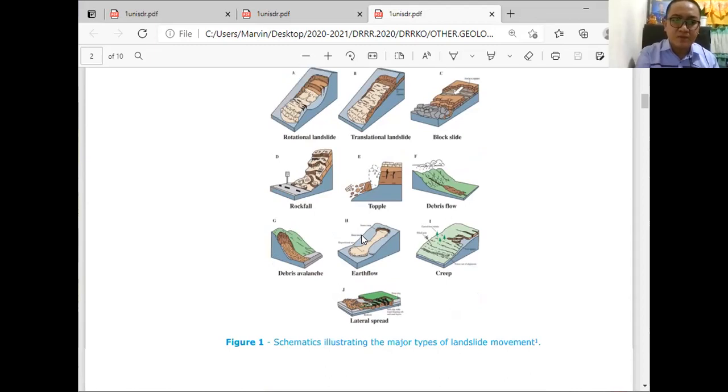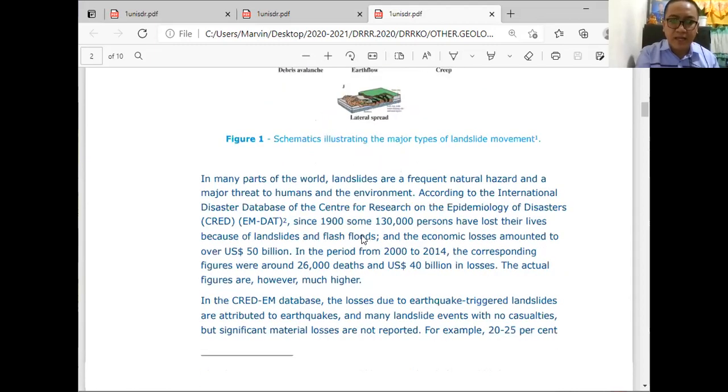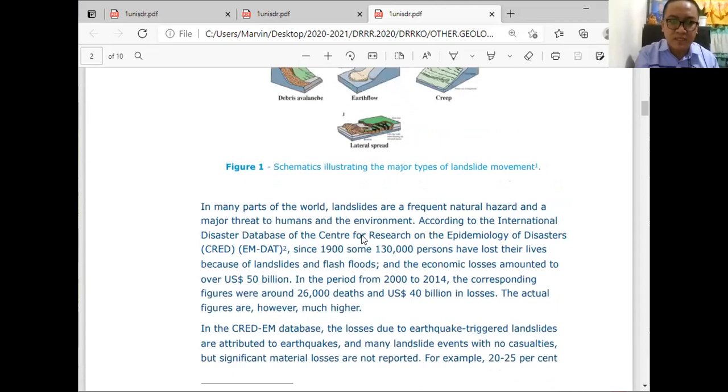So meron po ditong nakalagay na datos that in many parts of the world, landslides are a frequent natural hazard and a major threat to humans or even the environment. According to the International Disaster Database of the Centre for Research on the Epidemiology of Disasters, since 1900, some 130,000 persons have lost their lives because of landslides and flash floods, and economic losses amounted to over 50 billion US dollars.